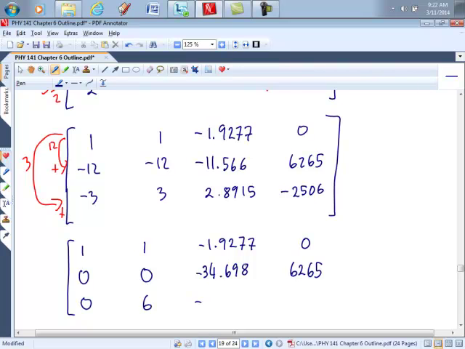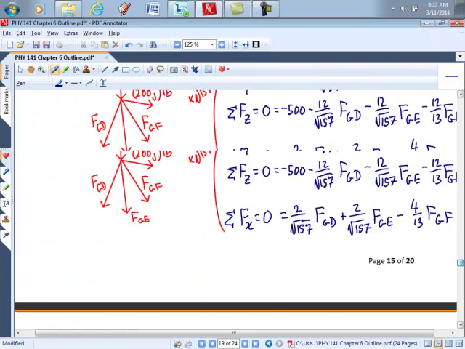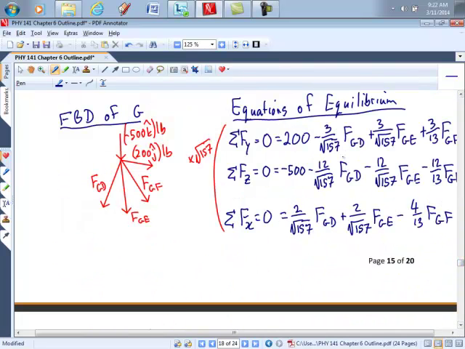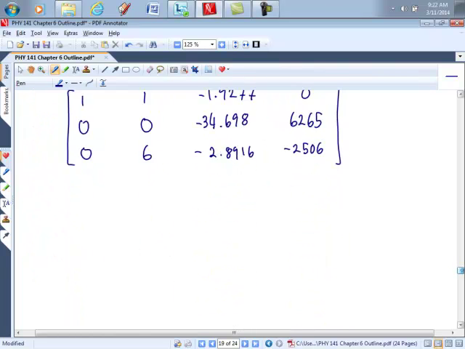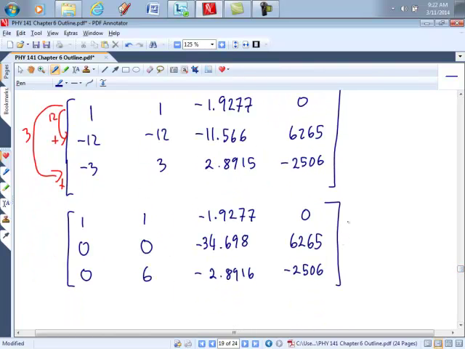Negative 2.8916, 2.8916, and this is still going to be negative 2506. And the good news is we can stop working with the matrix here because we basically have the answer. We have one of the answers here, which I can then substitute in to get the other answer, and substitute in to get the other. So if we remember from our original equations, we entered them in the order of FGD, FGE, and FGF. So this one's going to give me FGF.